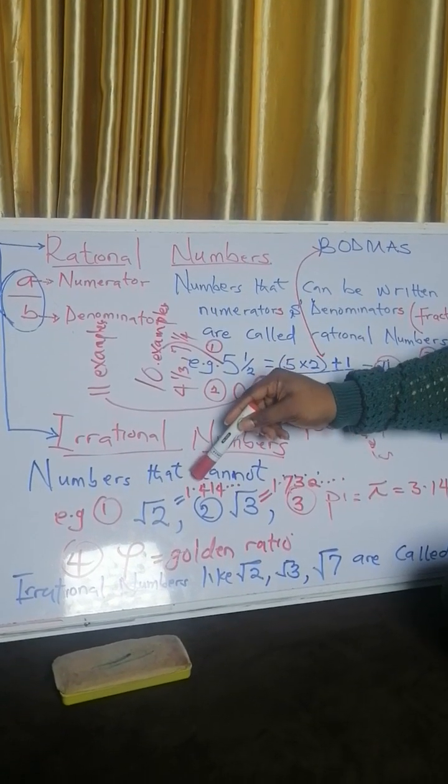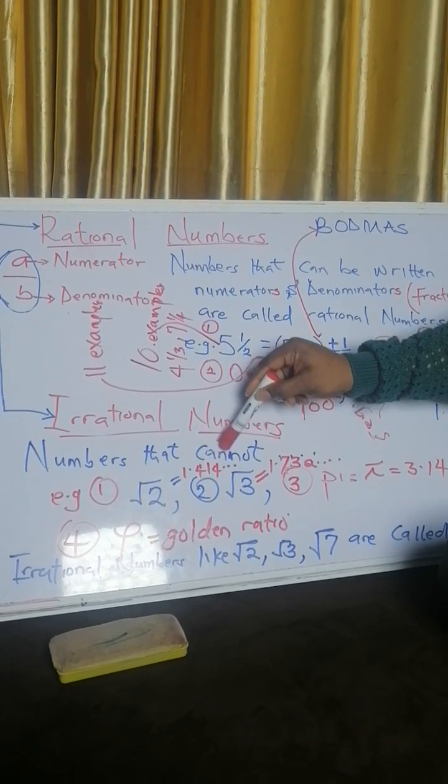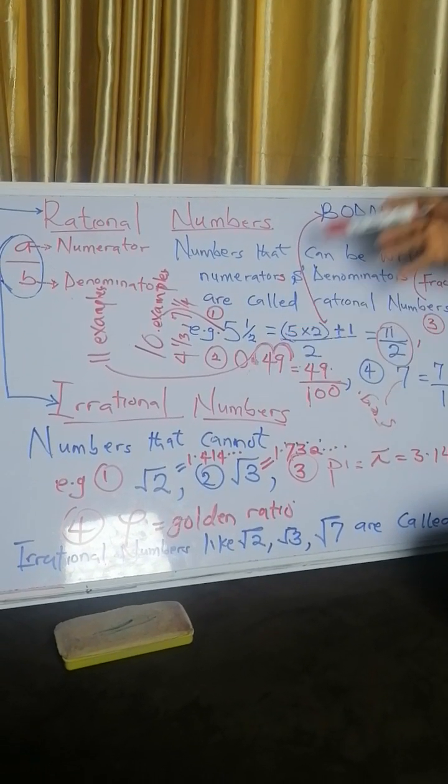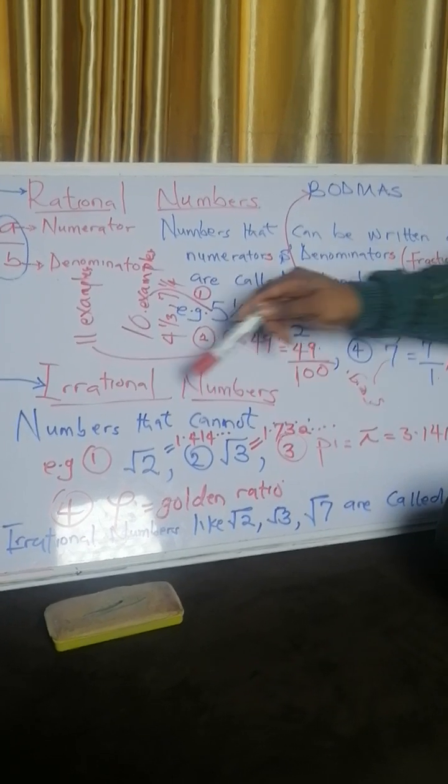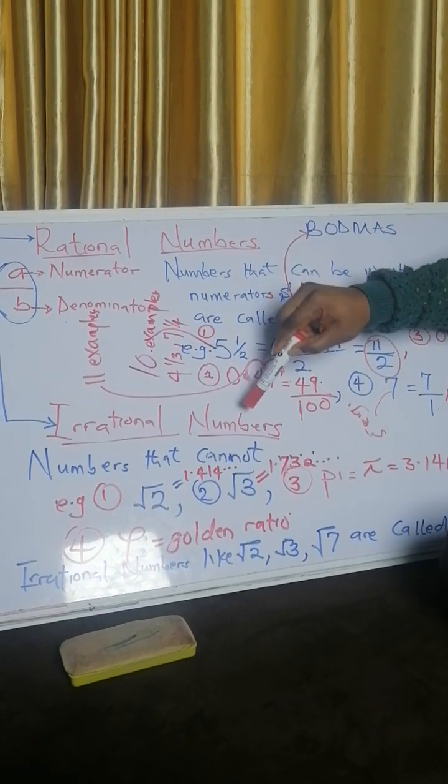So it means I cannot take this point as many numbers as possible and translate it to a rational number. No, that is why they call it irrational numbers.